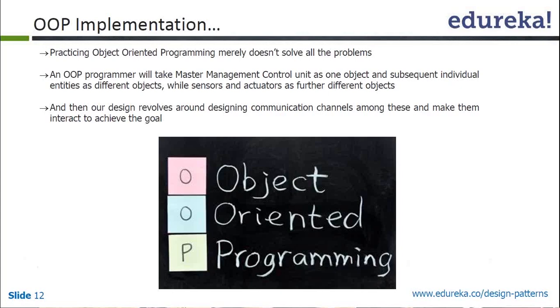So let's talk a little bit about object-oriented on the slide. An object-oriented programmer may take a master management control unit in one object, and subsequently different entities are different objects, and one would want them to talk to each other to achieve a certain use case. So as rightly noted there, once we have identified the objects, the only remaining part is to find out how they will communicate with each other to achieve a common goal. In this case, the use case that we talked about.